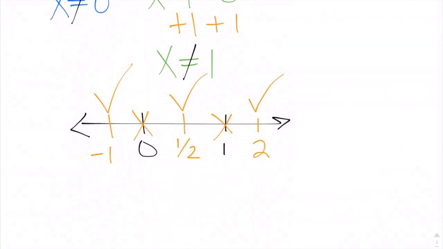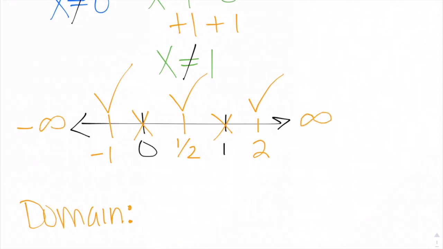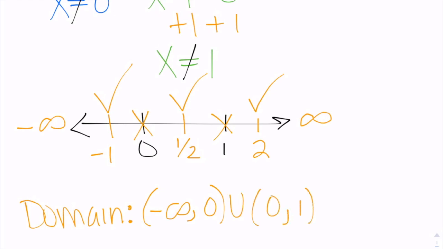From here, we can write our final answer of our domain. And so this to the left is starting at negative infinity, going to the right all the way to infinity. So our domain is going from negative infinity to 0. And it cannot include 0, so we put a parenthesis, and then we have to union 0 to 1, and then union 1 to infinity.